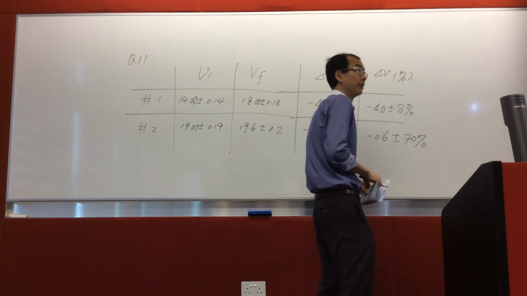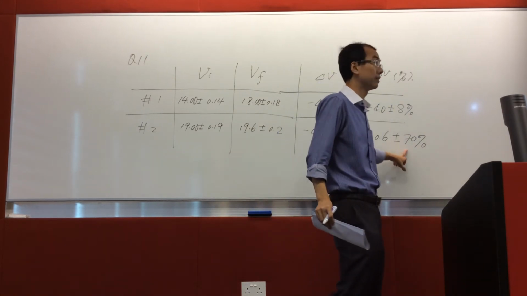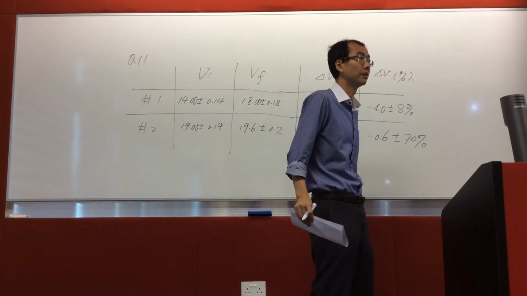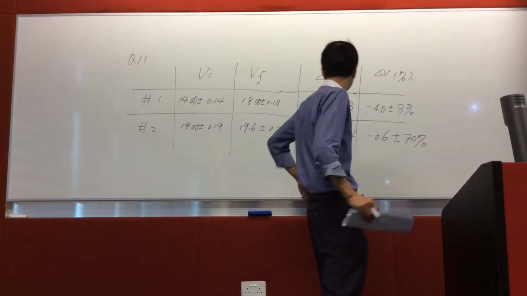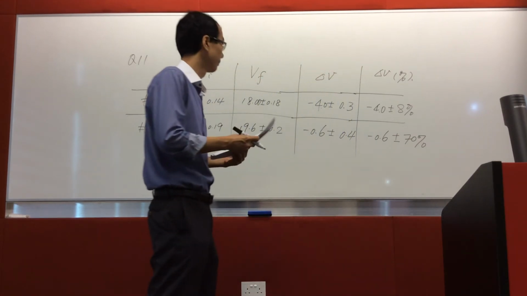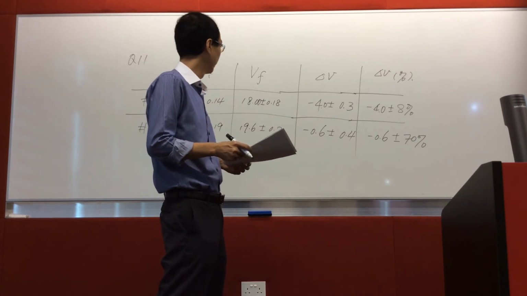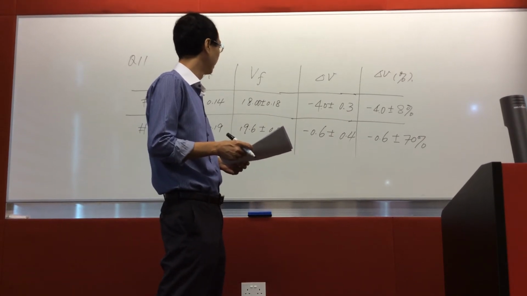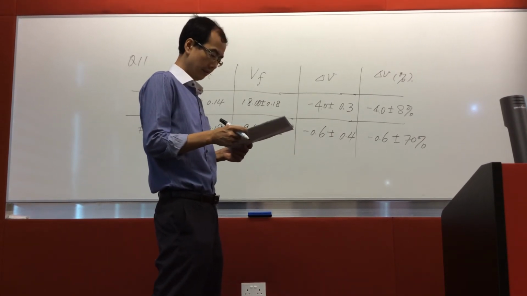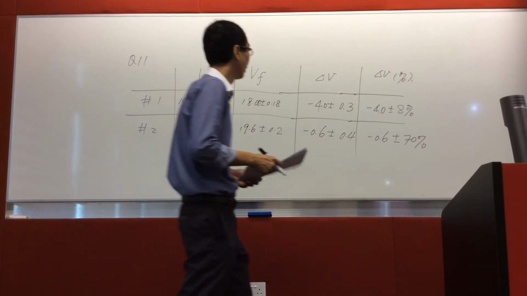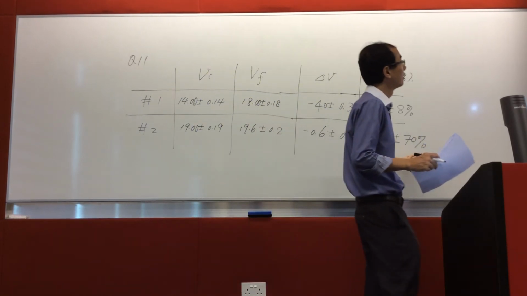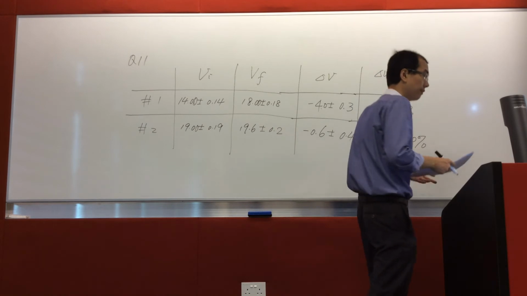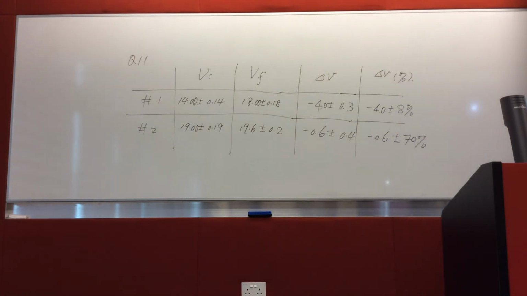Then you need to report as 70%, so have only one single figure. Okay, so you can see this result has very big uncertainties in terms of the percentage uncertainties.